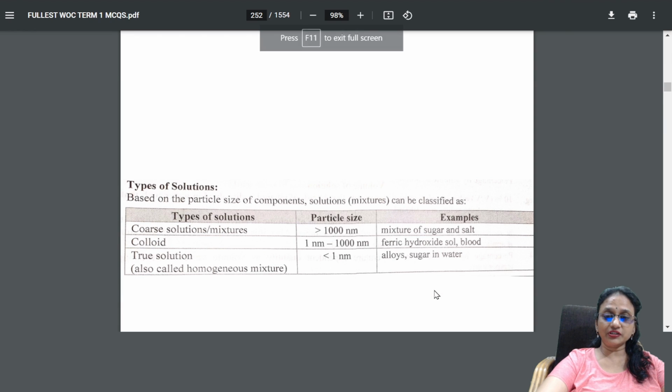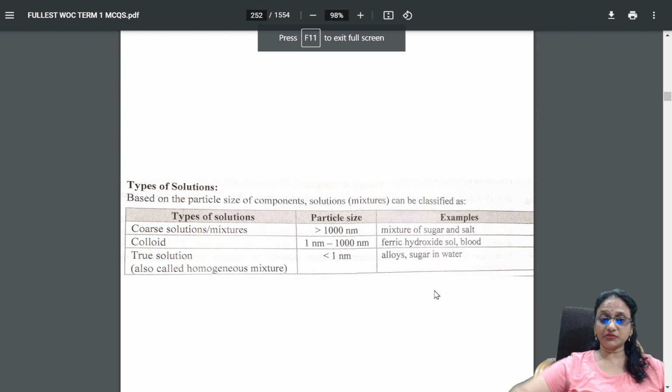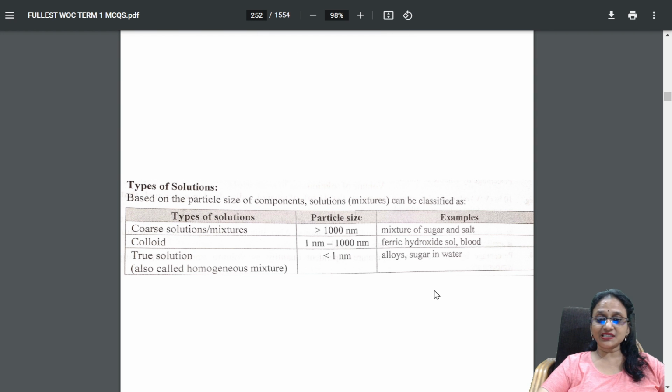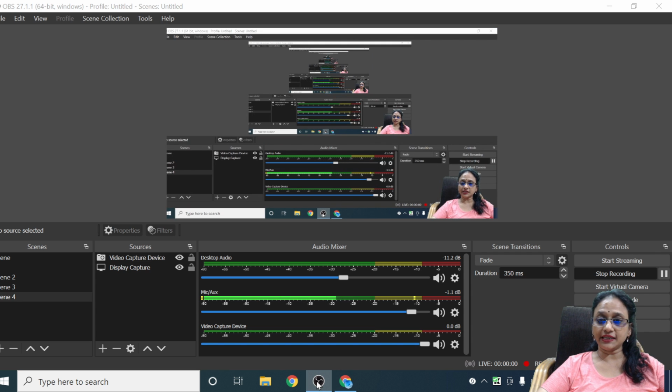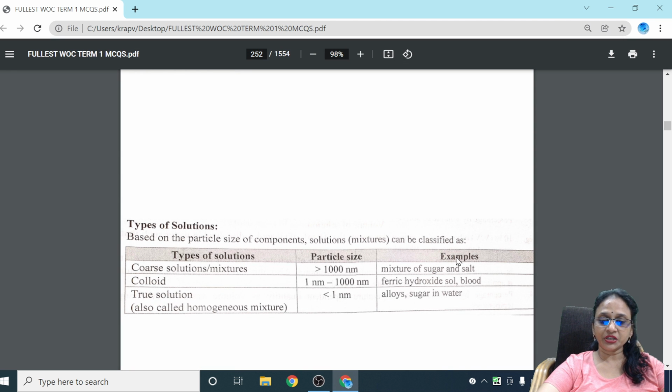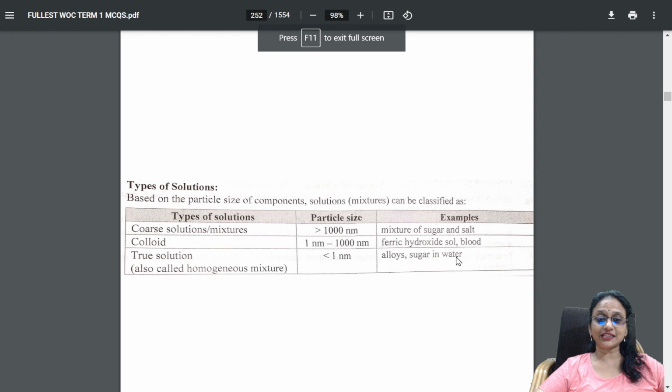All right, students, now let us start off with the next chapter, that's nothing but your solutions. Basically in solutions, you're supposed to learn the different types of solutions. That's a basic table you need to remember, the types of solutions, like colloids, true solutions, and suspensions rather. One second, students, let me check whether it is getting recorded or not. Yes, it is getting recorded. So learn this table, important.